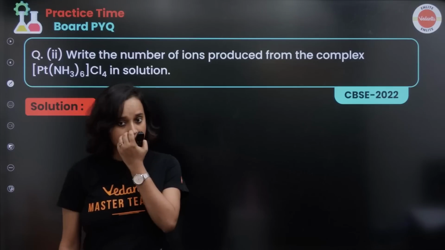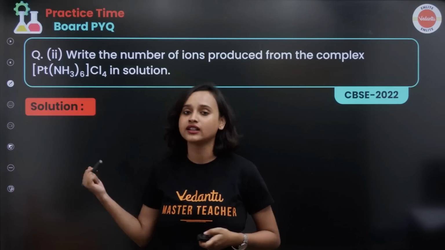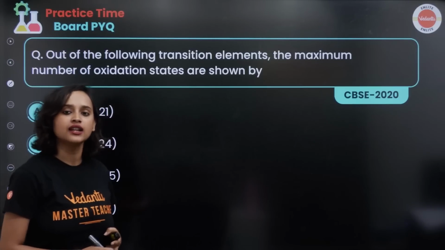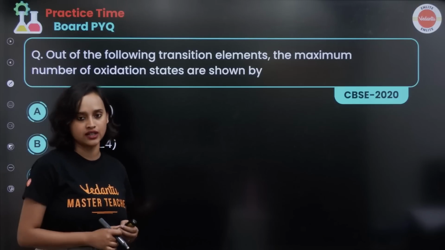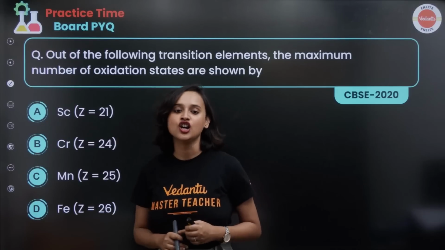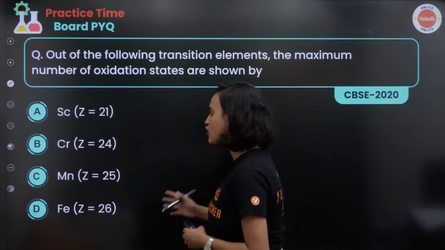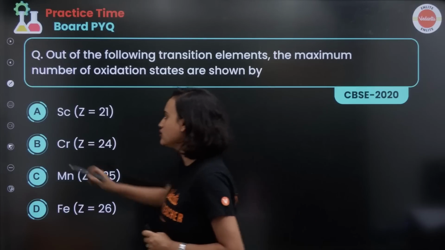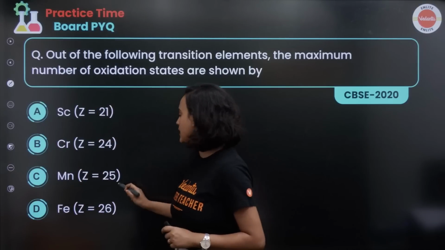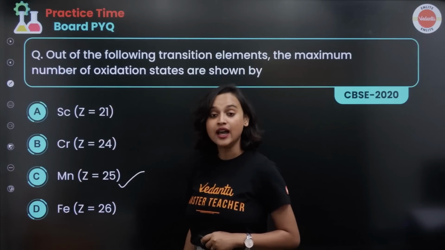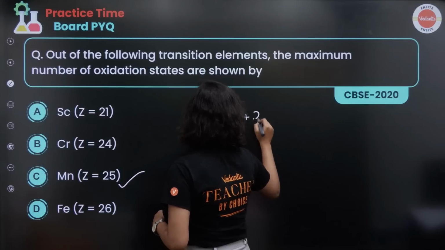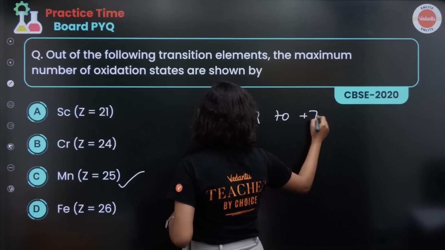Next, everybody. Write the number of ions. Oh, achha, this we have already done, right? I've already told you this. Now, out of the following transition elements, the maximum number of oxidation states is shown by. Hey, look at this. And you know the answer. I know you know the answer, everybody. Do you remember that table of oxidation states? Mn plus 7. Remember? Manganese can show plus 2 to plus 7 oxidation states.